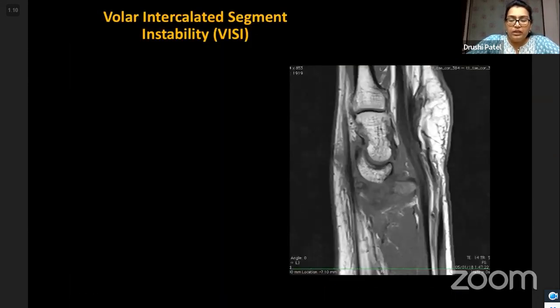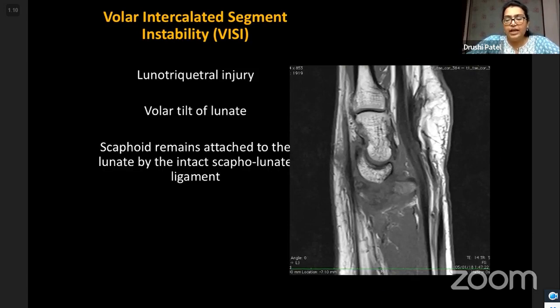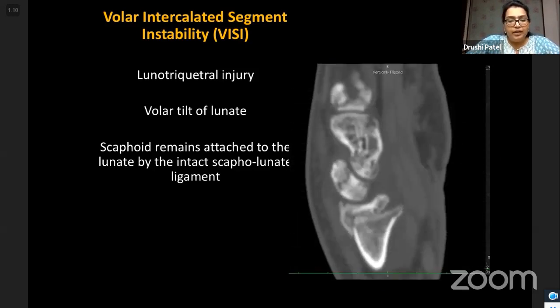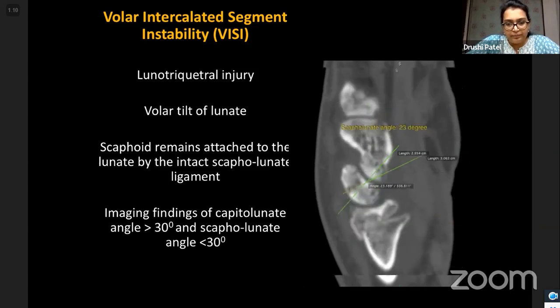So when a lunotriquetral complete tear occurs, there is volar tilt of the lunate axis, and the scaphoid remains attached to the lunate because there is an intact scapholunate ligament. And that results in an increased capitolunate angle and a decreased scapholunate angle. So that gives rise to VISI, that is volar intercalated segment instability. That is, volar tilt of the lunate gives rise to VISI deformity.